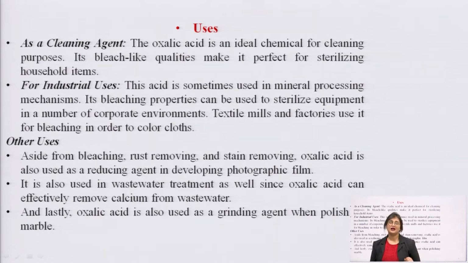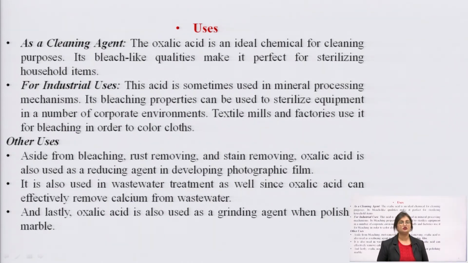So, basically, apart from being used as a cleaning agent, oxalic acid also finds its use in industrial purposes. In the industry, it is used for mineral processing, it is used for its bleaching ability, it is used in textile mills and factories for bleaching purposes. Other uses include, aside from its bleaching ability, rust removing capacity and stain removing capacity.